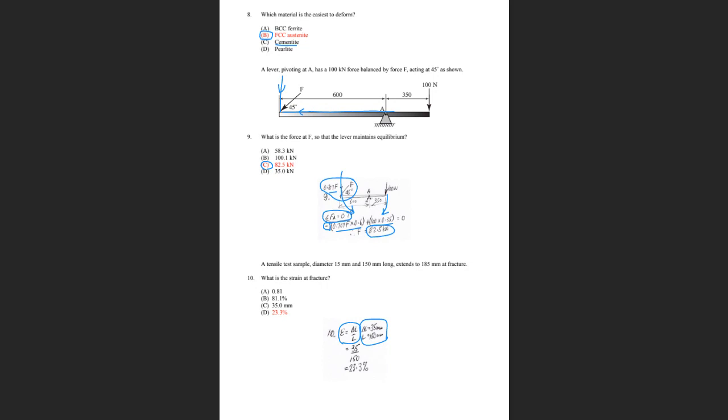See the diameter here that they've given you, 15 millimeters. That's a spurious value that you don't need. And you really have to know what you're doing with this to eliminate that. And so the change in length is 185 take away 150, which gives you 35. And the original length is 150. And so when you have millimeters there and millimeters there, they cancel. And it's a ratio, and so generally it's given as a percentage.